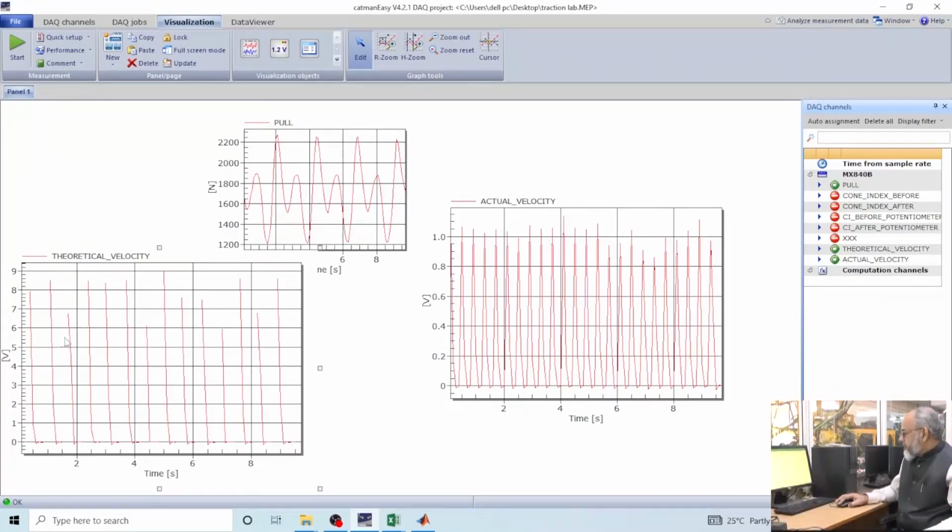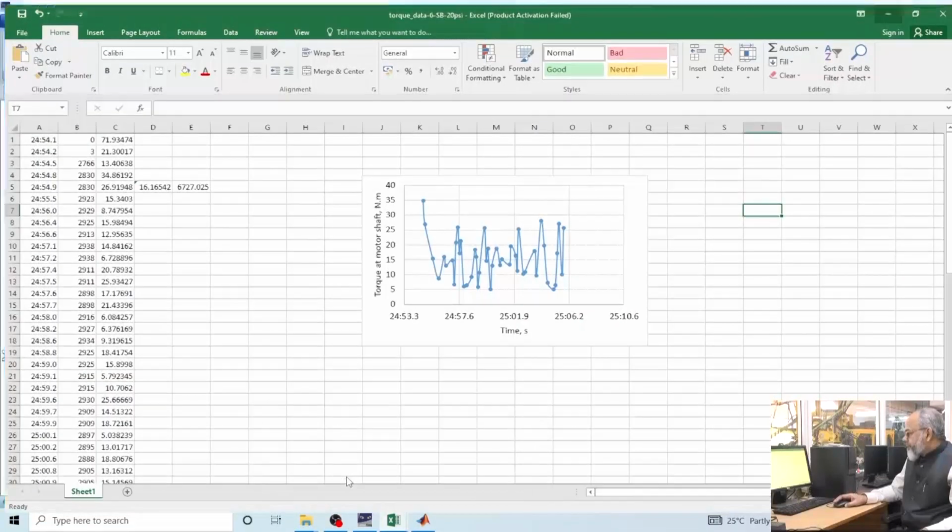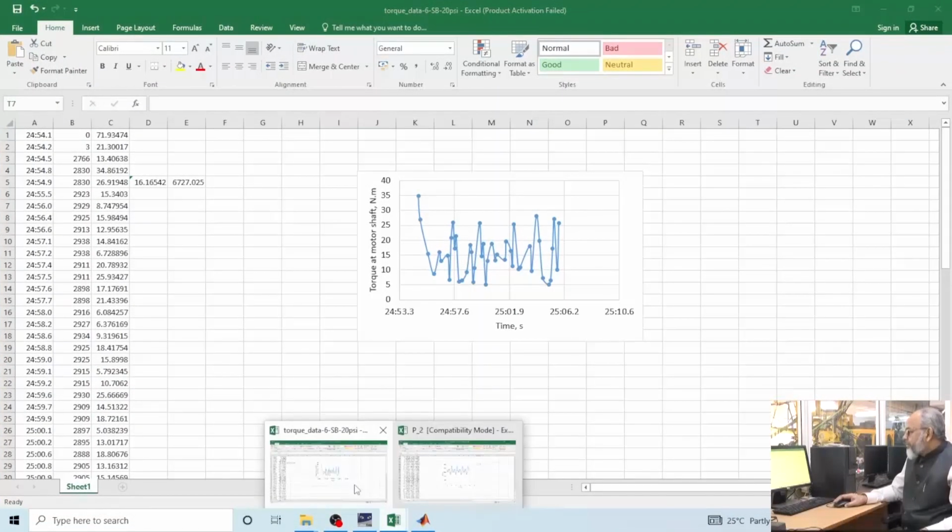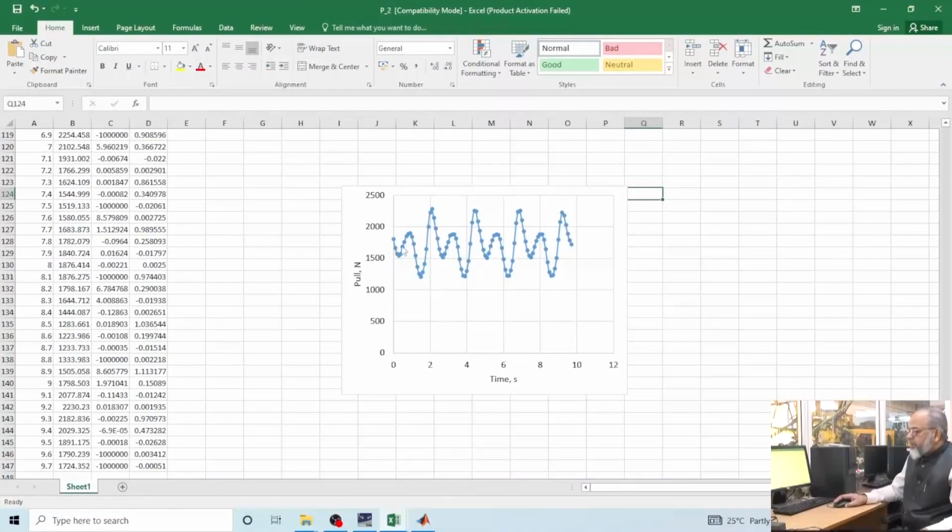This is the plot of pull versus time. You can see how the pull is varying, so you have to take the average pull. You are getting a peak pull here and a minimum pull, because this is a cyclic process. Either you take the maximum pull or the average pull. It is better to take the maximum pull, because corresponding to the maximum pull exerted there will be a certain amount of slippage. Then we measure torque. This is how torque is varying, and you can take the average torque or the maximum torque.